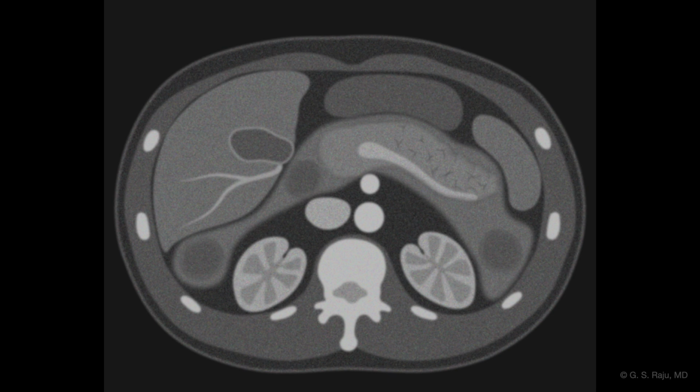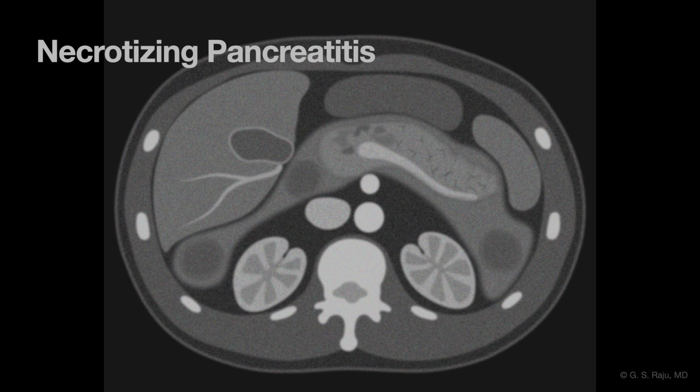And if there is ischemic necrosis, then you will see areas of necrosis, and this is necrotizing pancreatitis. Patients with necrotizing pancreatitis tend to take longer to recover, maybe weeks to months in the hospital. They tend to have systemic inflammatory response. They may end up having complications like organ failure. So when you see necrosis, you should be very careful in managing these patients.